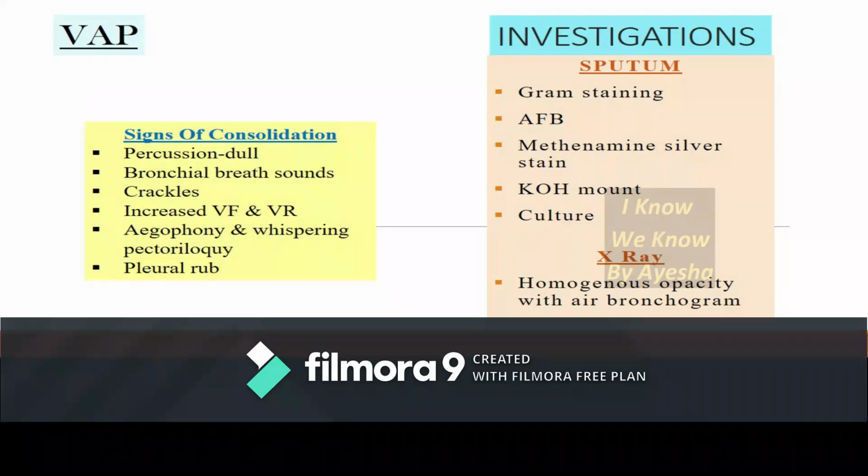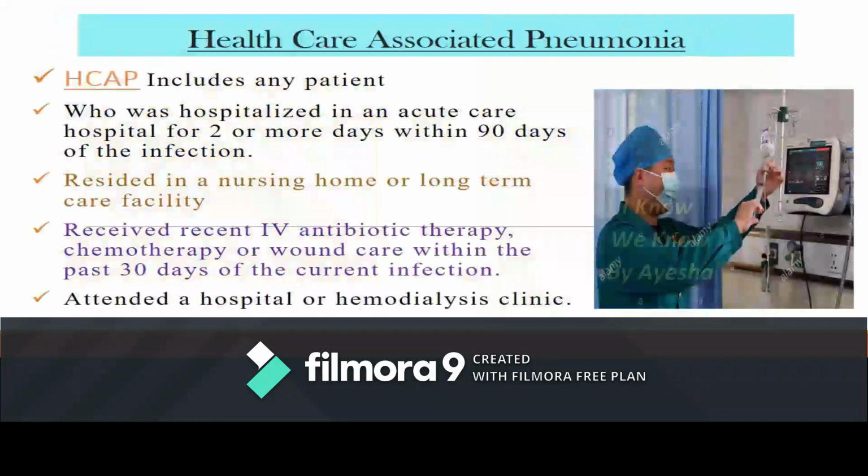The investigations which can be helpful in evaluating VAP are sputum gram staining, AFB, methenamine silver stains, KOH mount and sputum culture, whereas X-ray helps in evaluating by showing homogeneous opacity with air bronchogram.